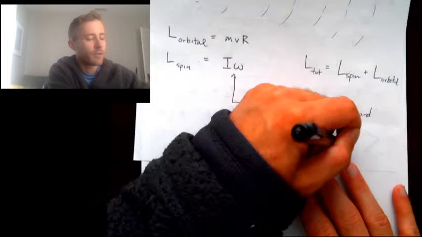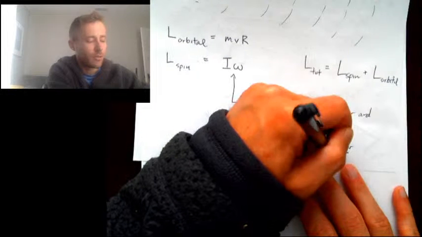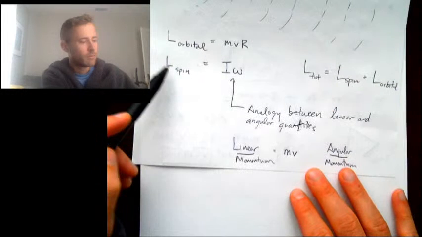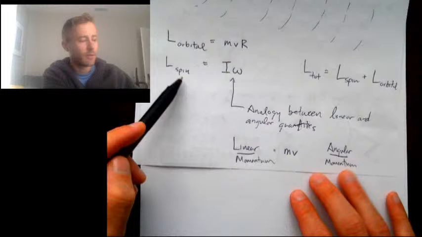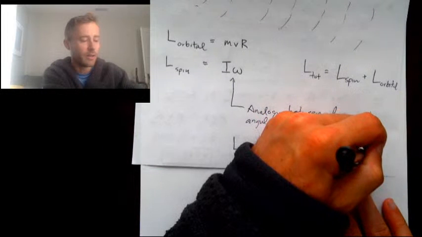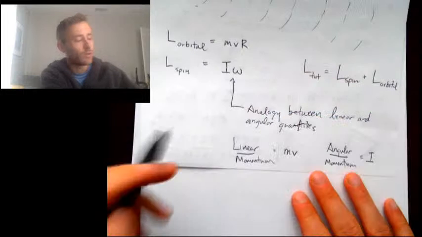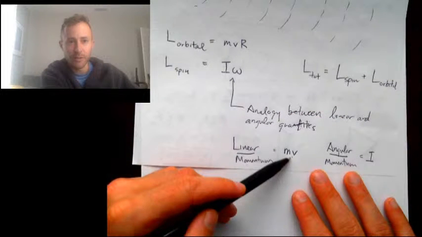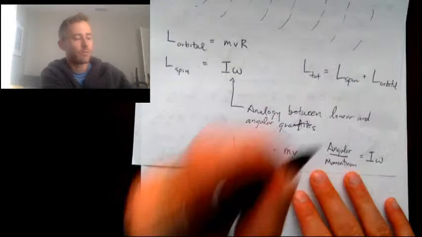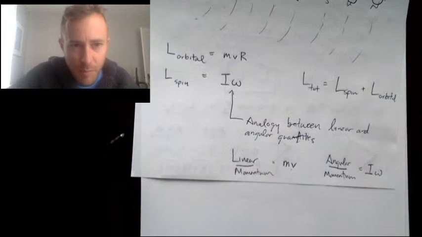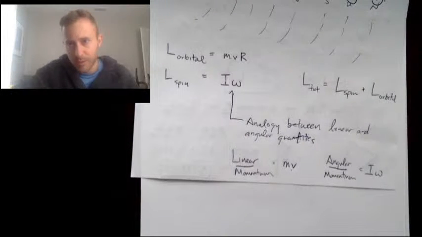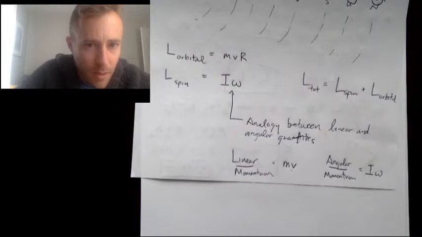Angular momentum, at least spin angular momentum, is analogous to linear momentum. Because what is analogous to mass if we're talking about things that are spinning? It is inertia. What is analogous to linear velocity if we're talking about rotations? Angular velocity. So you can remember the formula for spin angular momentum if you remember the analogy between linear motion and rotational motion. Okay.